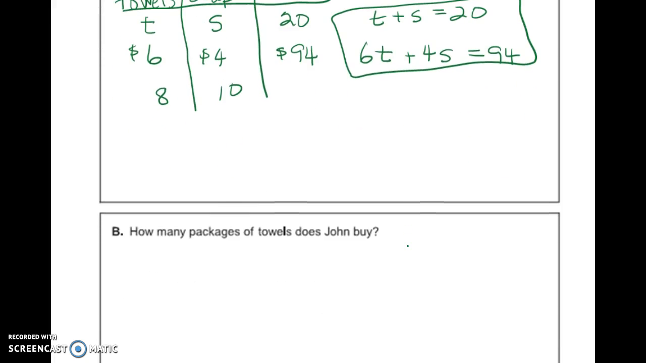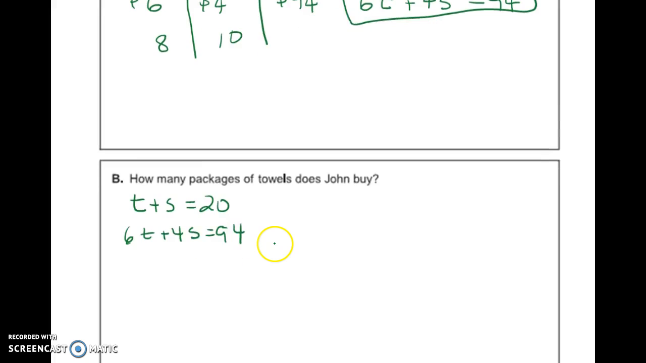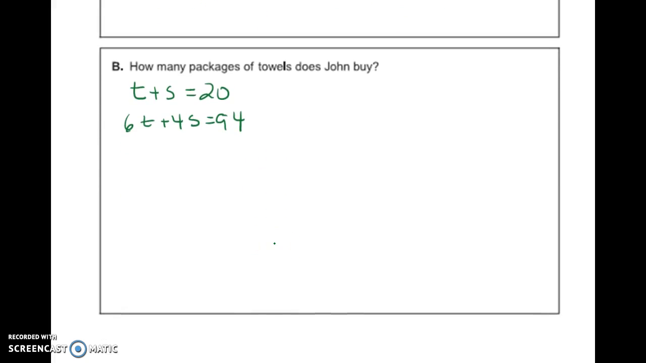For the next one, how many packages of towels does John buy? We need our 2 equations, so I'm just going to copy them down here. T plus S equals 20, and 6T plus 4S equals 94. I'm going to use what's called substitution to solve this system of equations. So I'm going to change my first equation so that I solve for S, so that I can replace it in the second equation. So S equals 20 minus T.